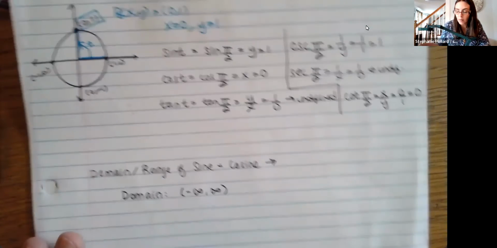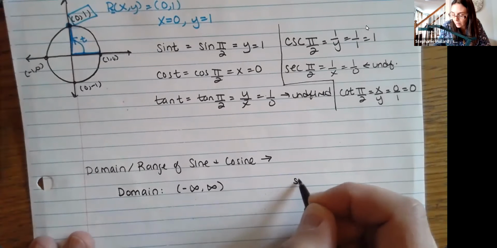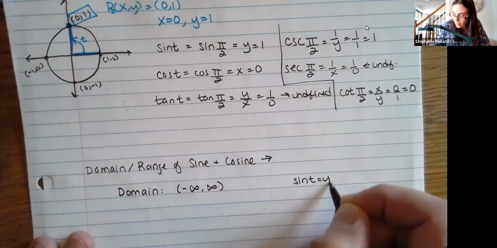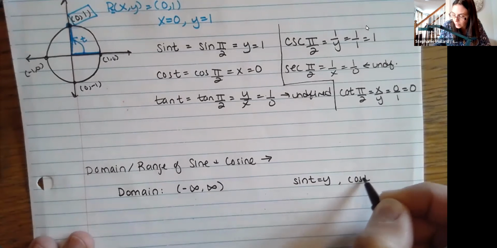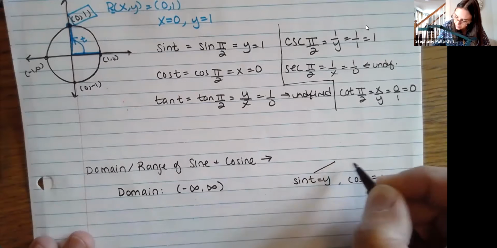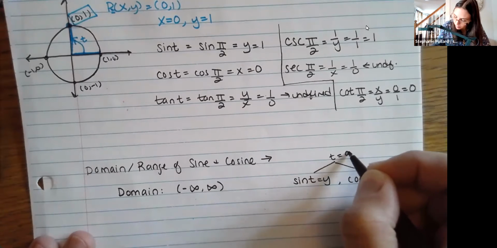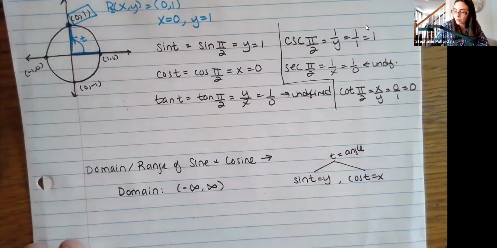And I want you to think again about that function, right? So it's sine of t equals y and cosine of t equals x. Now remember, t is the angle. And we've said that the angle can be any real number.